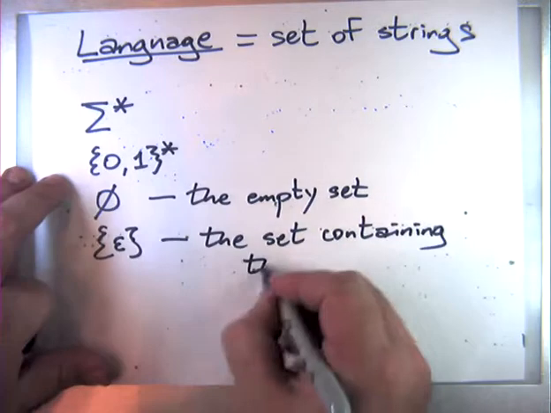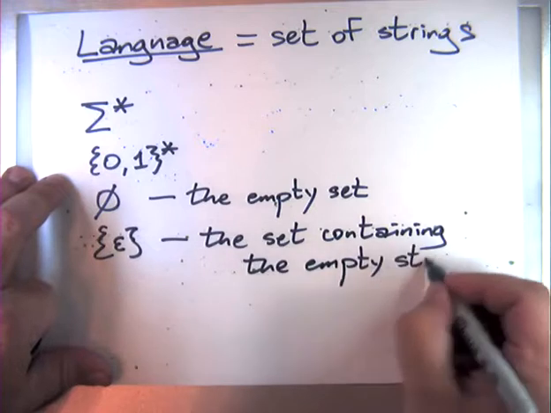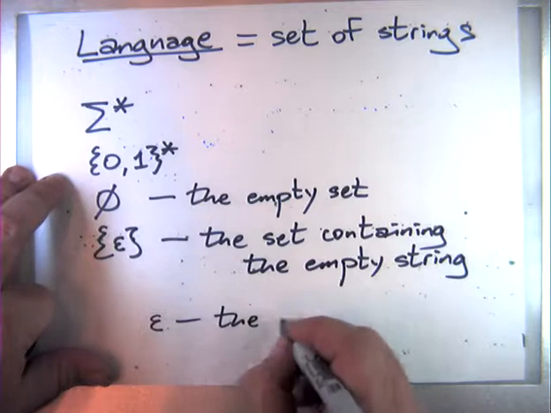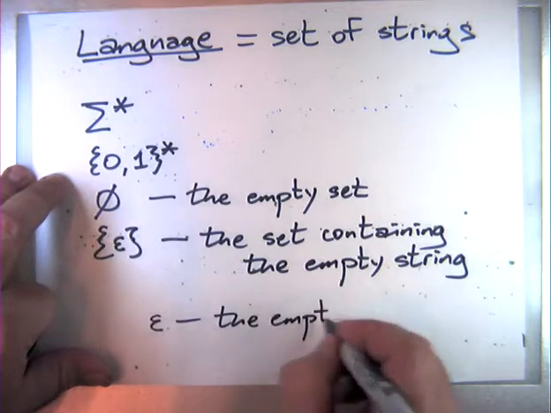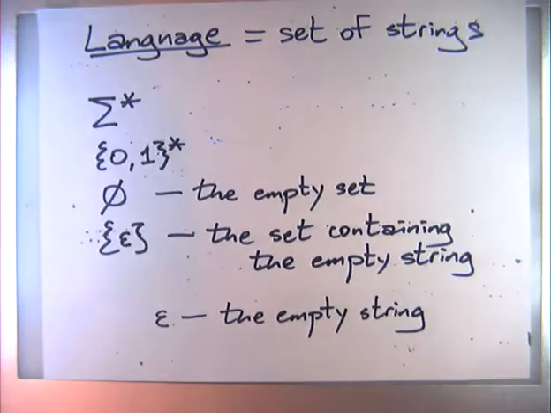These are not the same thing. And neither of these is the same thing as the empty string. Okay? So, I really want people to be careful about this. That O with a slash through it represents the empty set. That is the set that has no elements.